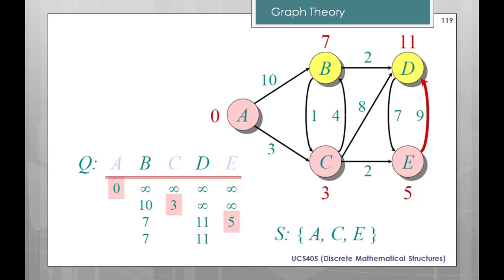So first we will check it. E to B there is no such connection, but E to D there is a connection. If we want to update the weight, see here the weight is 5 and we have to add 9, then in that case our weight will be 14. So is 11 less than 14? Yes. So that means the older weight will remain the same. So that means 11 will remain the same.